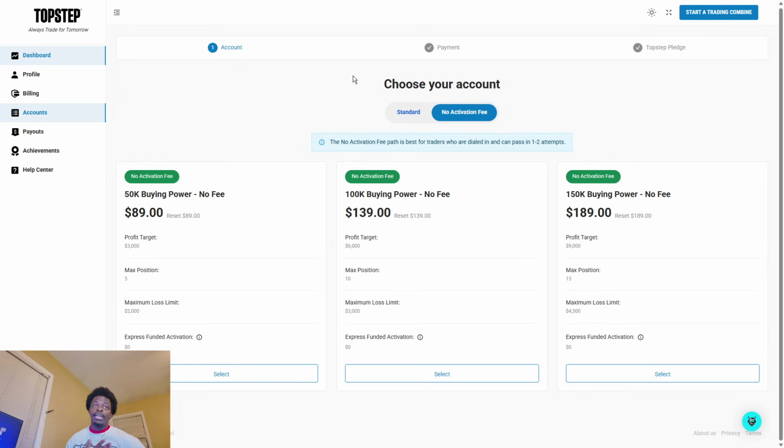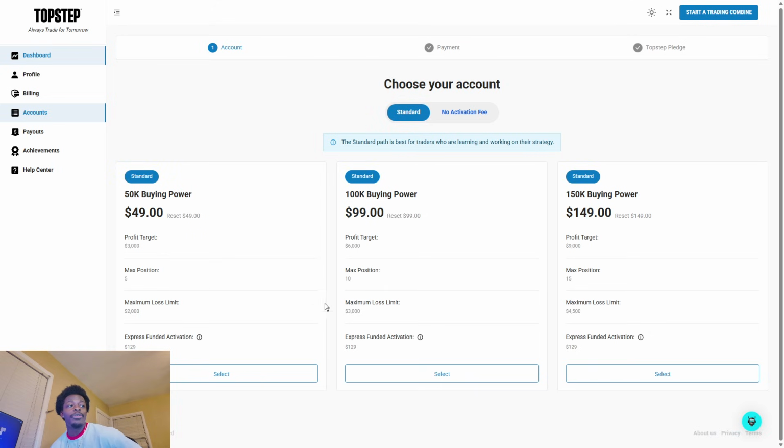Now, me personally, I'm going with these no activation fee accounts because I don't have an issue passing evals at all. Passing evals really comes easy to me. But say sometimes you pass eval, sometimes you don't, I would recommend the standard accounts. That way you're not blowing a ton of money on the no activation fee ones.